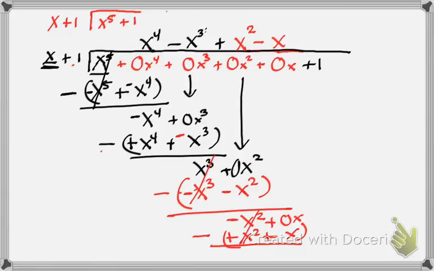So these two cancel out. I'm left with x plus 1. Almost done. I'm going to say plus 1 times x plus 1. But we have to subtract. It makes that negative and that negative. We are finally left with 0.